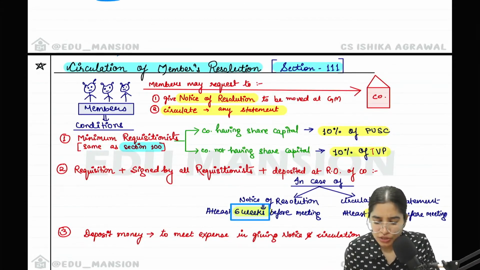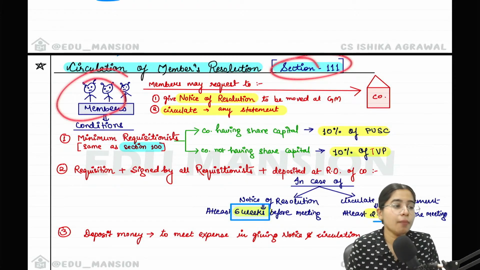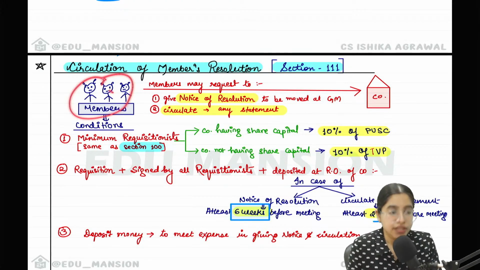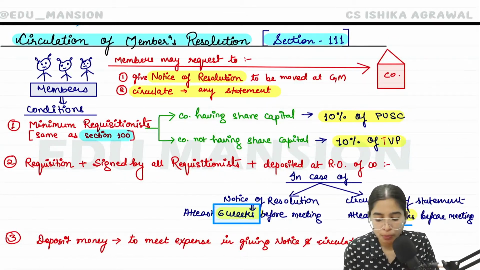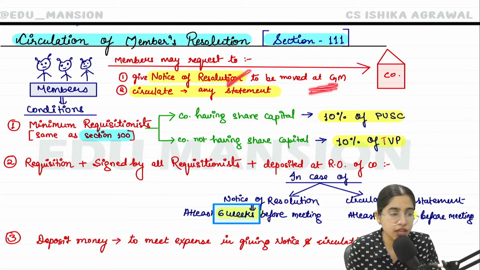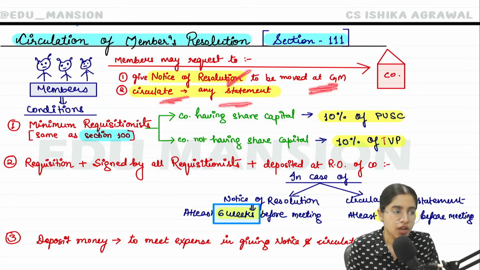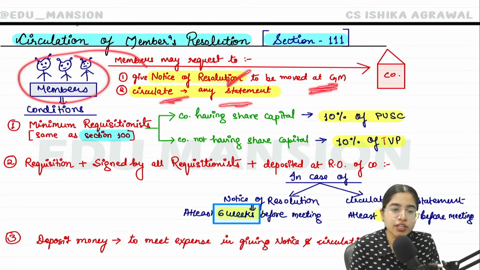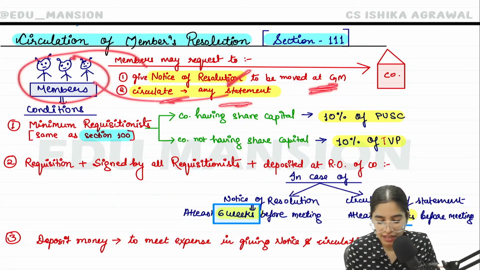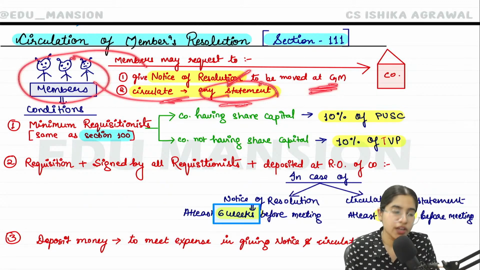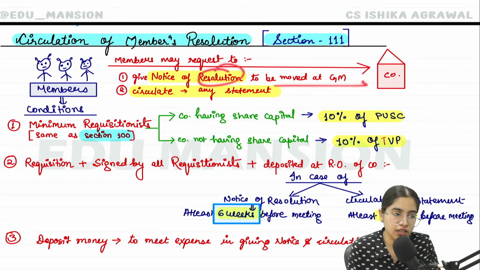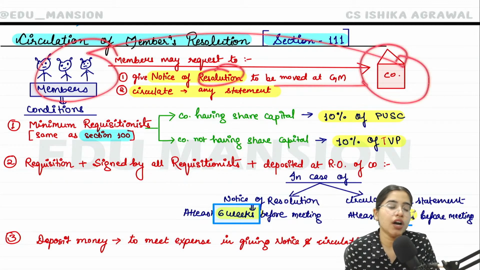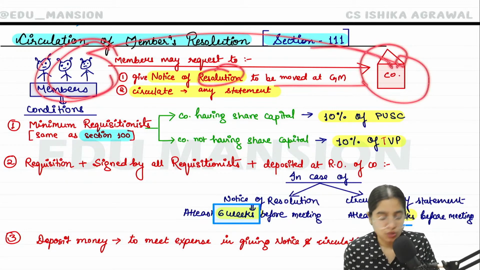So according to section 111, members can request the company to pass any resolution at the general meeting or to circulate any statement. If they have any statement, they can request the company to circulate that statement to all the members. And if they want any resolution to be passed at the general meeting, they will make a request to the company.